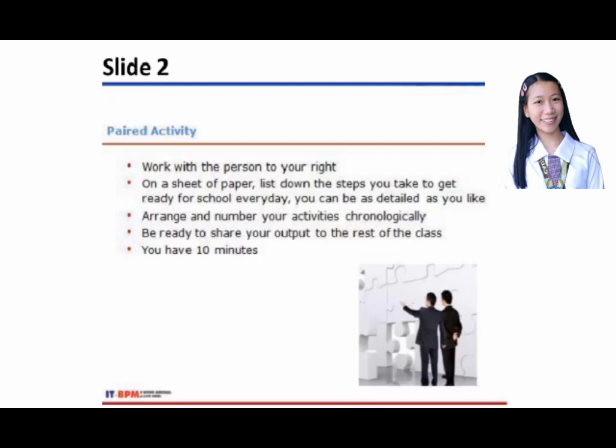Paired activity. This describes a paired activity where participants work with the person to their right. The activity involves listing down the steps they take to get ready for school every day, arranging them chronologically, and being prepared to share their output with the class.